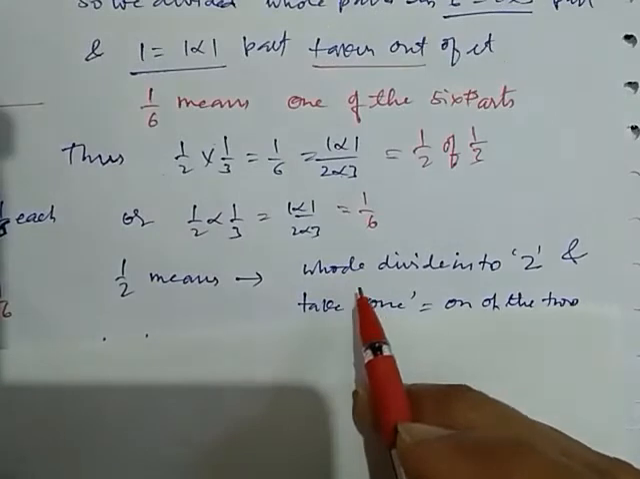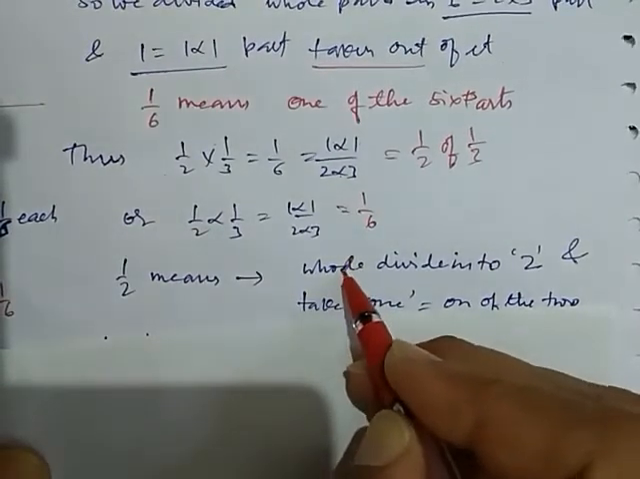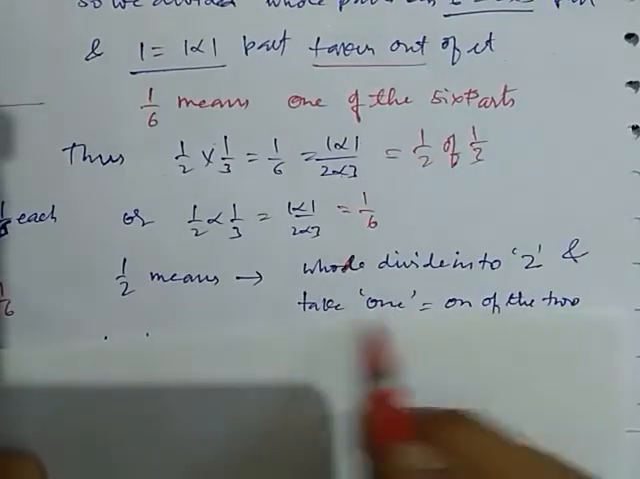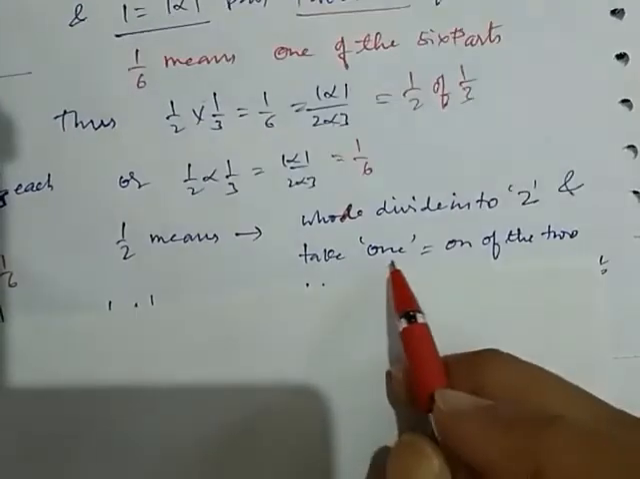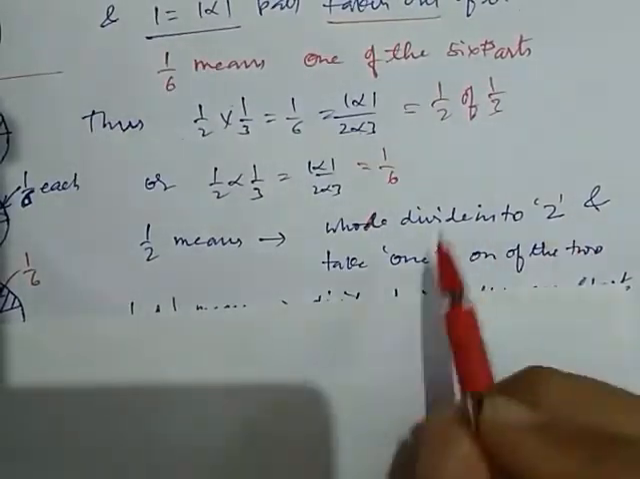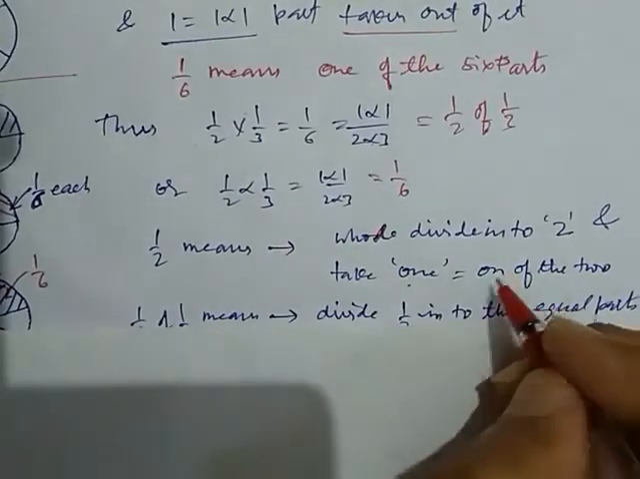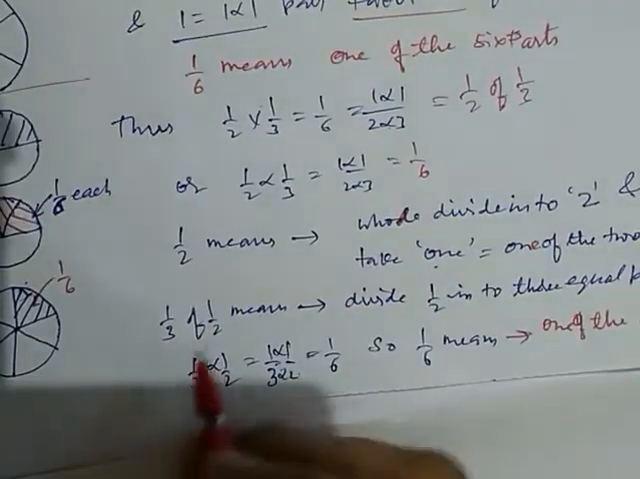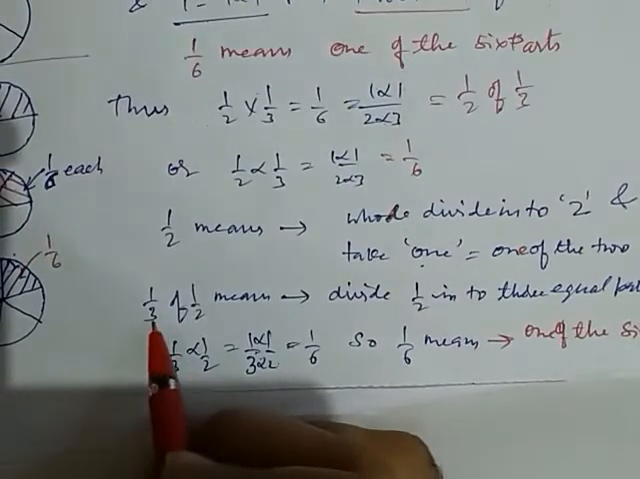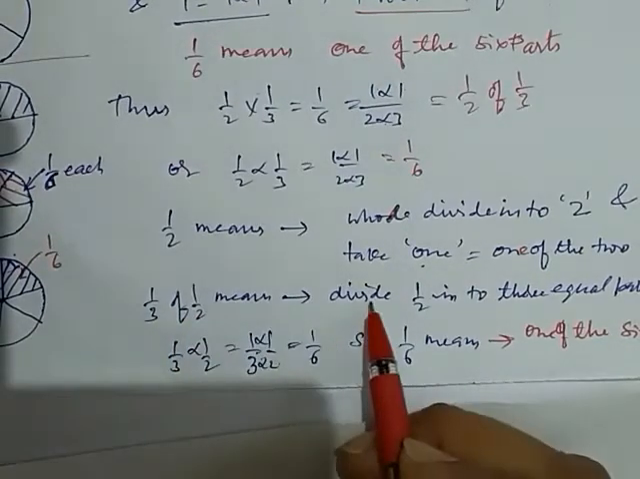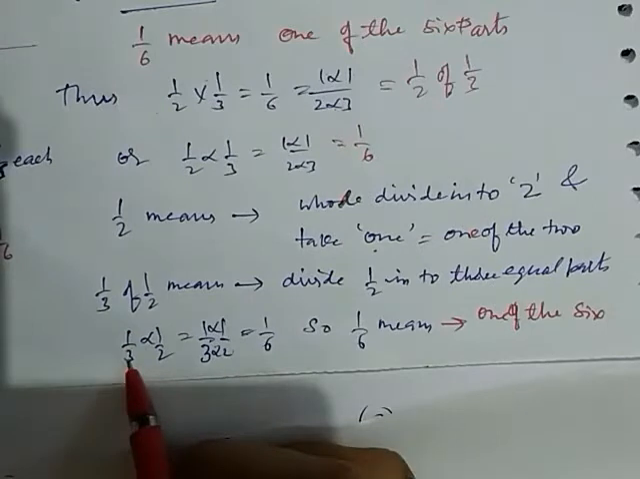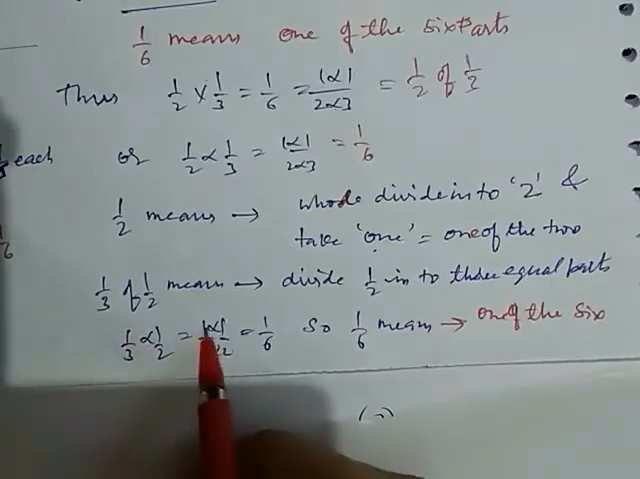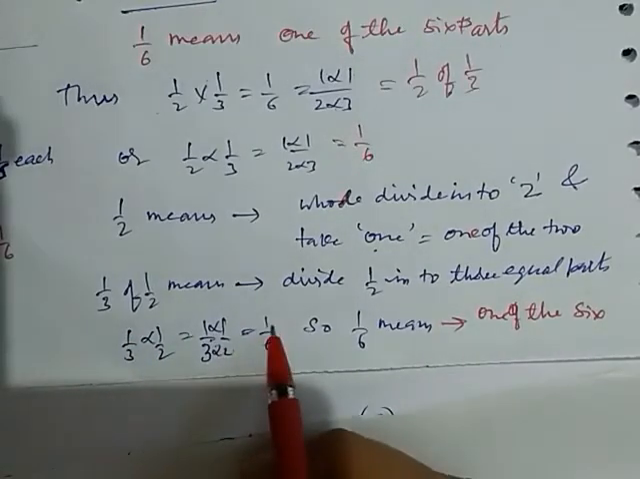Half means the whole is divided into 2 and we take 1, one of the 2. And what is the meaning of 1 by 3 of 1 by 2? Divide half into 3 equal parts. That is 1/3 of half, which means 1 by 3 into 1 by 2. So we multiply the numerators and the denominators, and we get 1 by 6.